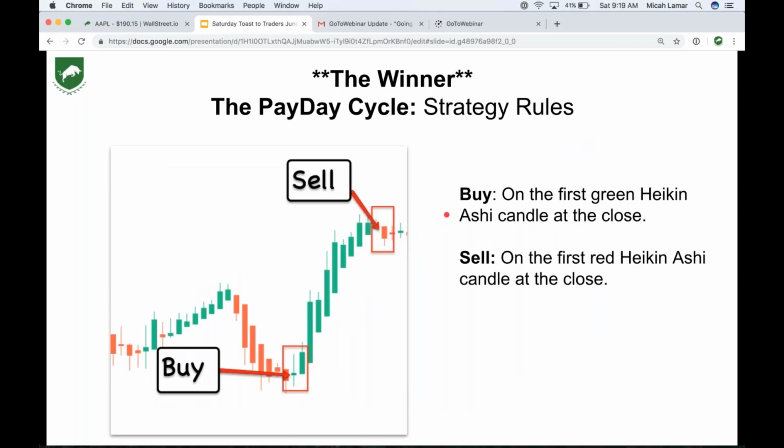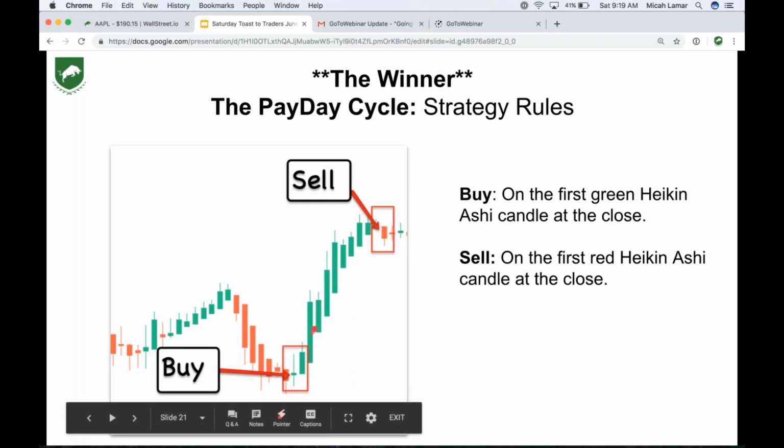Now, the strategy rules. This is what I love about the payday cycle strategy. They're so simple. In the very basic version of the payday cycle, and I'll give you a little bit more advanced one in a moment, the rules are: buy on the first green Heikin-Ashi at the close and sell on the first red one at the close. So you can see here, when we get a first green one, you're going to go ahead and buy. When you get your first red one, you go ahead and sell.